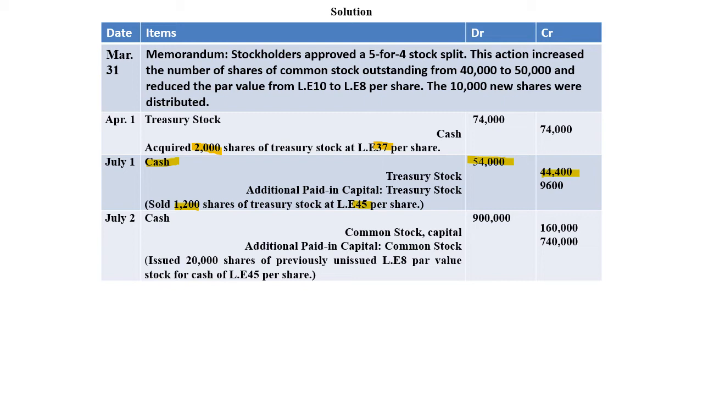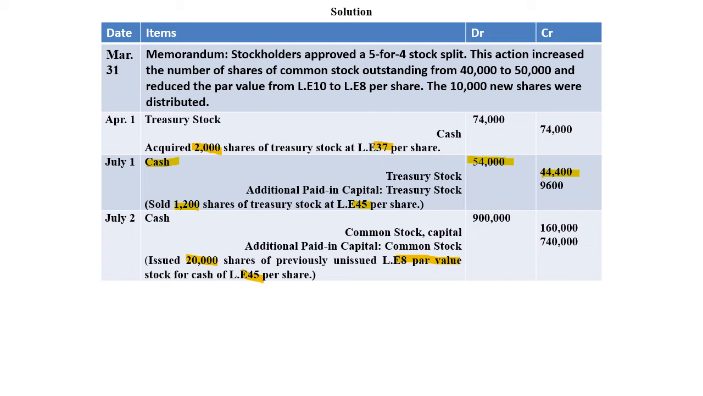Then he says that the corporation issues 20,000 shares for cash. These 20,000 shares were issued at a price of 45 LE per share. That's the market price on that date. But you remember that the par value now has changed. It's not 10, it's now 8 par value. So cash will be calculated according to the price: 20,000 times 45, you get 900,000.